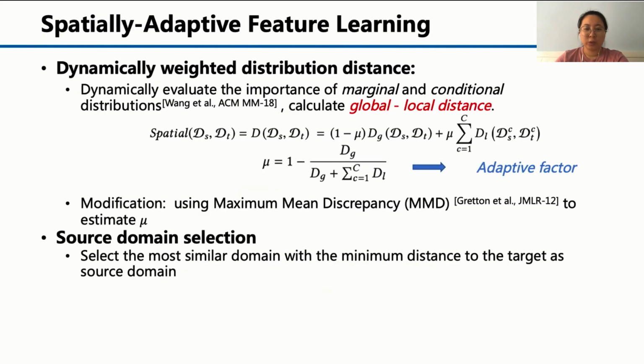First, to solve the what to transfer problem, we show the spatially adaptive feature learning. We adopt the idea of adaptive distribution factor from an existing work. We treat the divergence of marginal and conditional distributions as the global distance and local distance, and dynamically evaluate their importance. Different from the existing work using A-distance, which needs to build a binary classifier, we use MMD as the basic distance metric to estimate mu. By calculating the overall distance, we can achieve source domain selection.